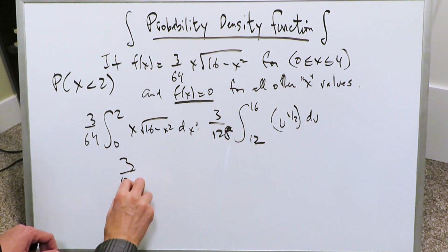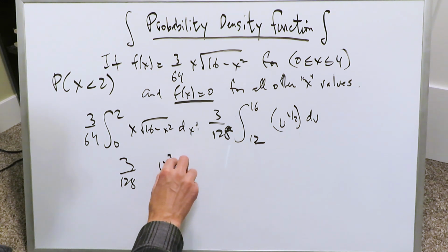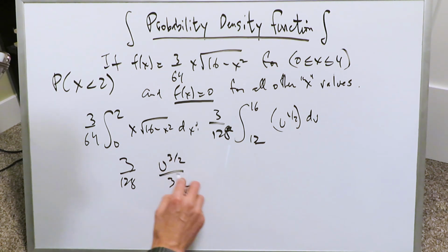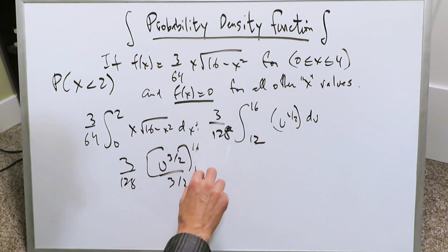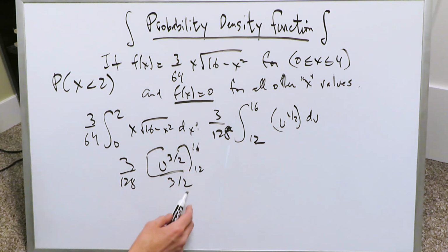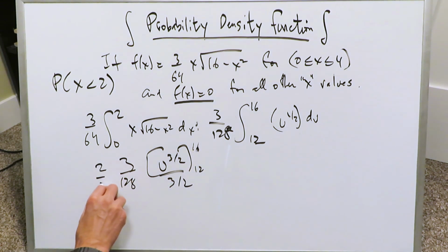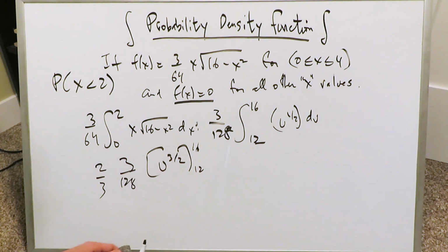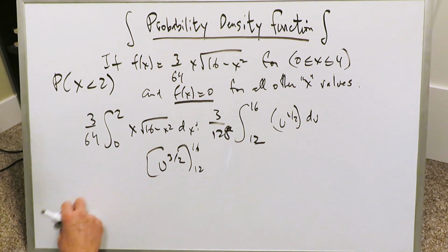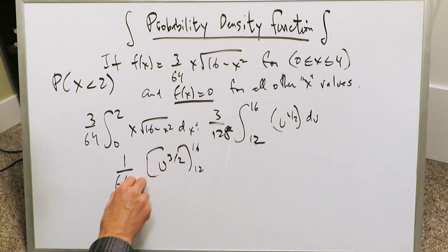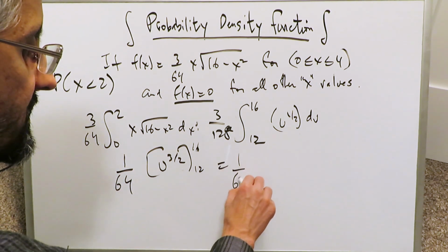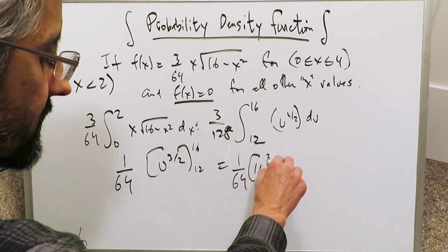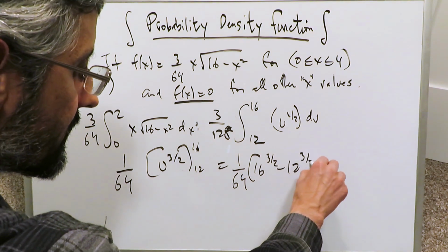I have 3 over 128. I have u to the 3 over 2 over 3 over 2 from an upper limit of 16 and lower limit of 12. This 3 over 2 can flip around. You have a 2 over 3. I apologize for all of this erasing I'm doing, but you know all the procedures. 2 divided by 128 is really a 1 over 64. We really have now 1 over 64 times 16 to the power of 3 over 2 minus 12 to the power of 3 over 2.